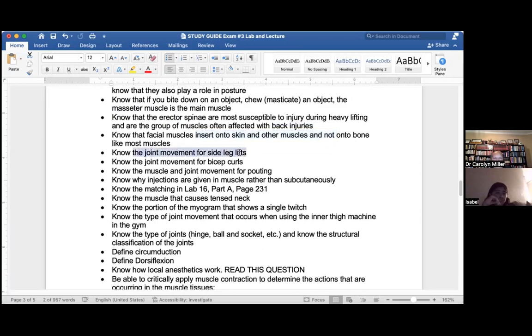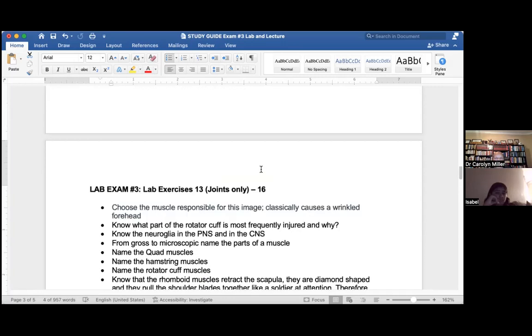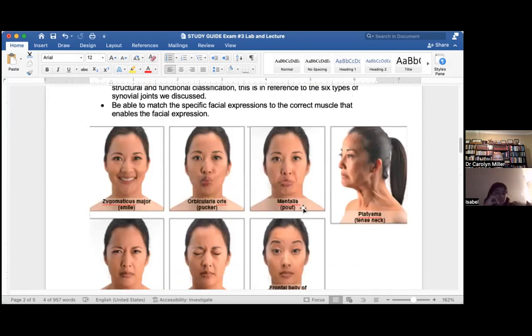Know the joint movement for side leg lifts. I just said that. That is abduction. Know the joint movement for bicep curls. If it's joint angle decrease, it's flexion. If it's joint angle increase, it's extension, because we do both for the curls. Know the muscle and joint movement for pouting. The muscle is the mentalis. The joint movement is protraction.